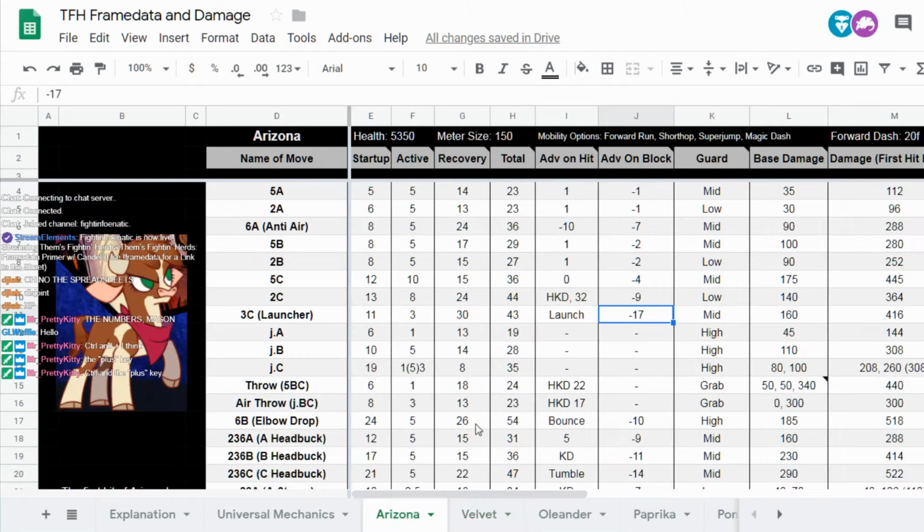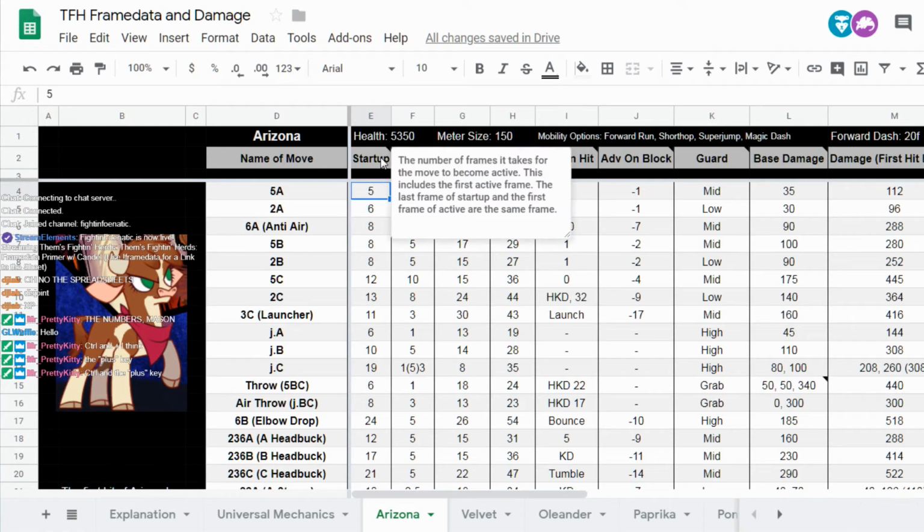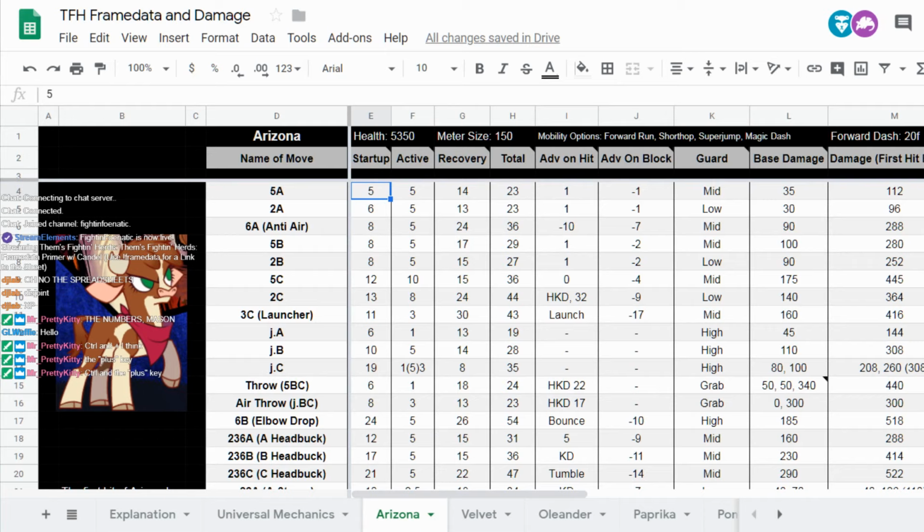But that's just the sheer basics of frame data. You have your startup, that's how long it takes for your move to become active. There's technically 4 startup frames, but in frame data, they'll add the first active frame to the startup value to give you a better visualization of how fast the move actually is, because 4 frames doesn't mean that you'll hit them in 4 frames, and it doesn't mean that you can punish moves that are minus 4 if we put the actual startup.